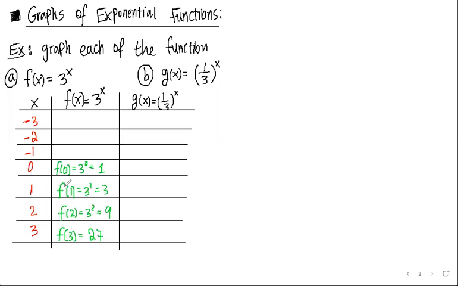Same thing for the negative numbers. For -1, what is f of -1? You have to plug the -1 inside the function. So we get 3 to the -1, right? And what is that equal to? 1/3, exactly, the reciprocal. So this is equal to 1/3. That's true. What about f of -2?